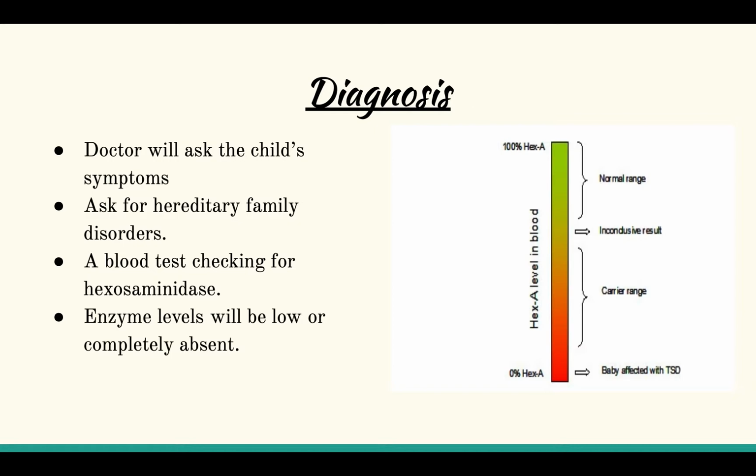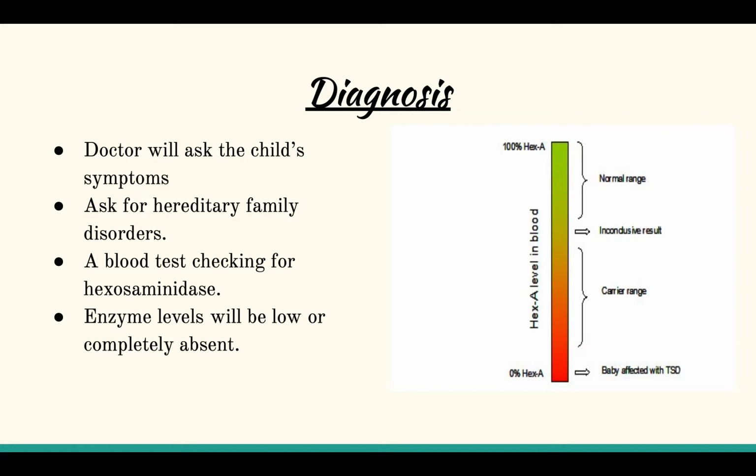After the physical examination and questions are asked, a blood test is ordered, and then that will check for an enzyme called hexosaminidase, which we talked about before. Hexosaminidase is important in the metabolism of gangliosides, which are those fatty substances, and an abnormal accumulation on neurons causes damage. So in a patient with Tay Sachs, their hexosaminidase enzyme levels will be very low or absent completely.